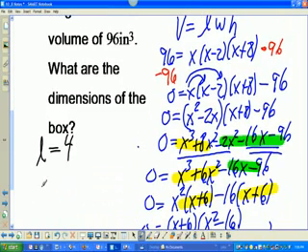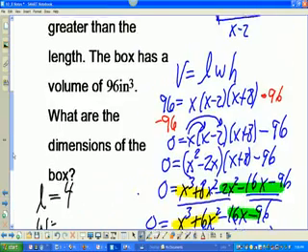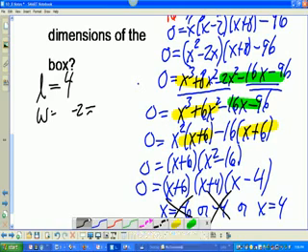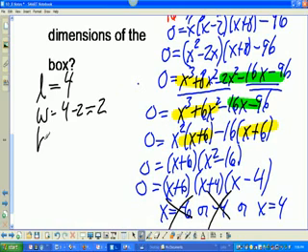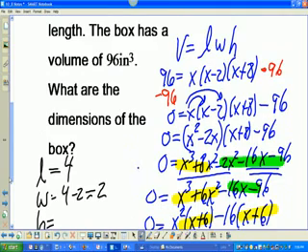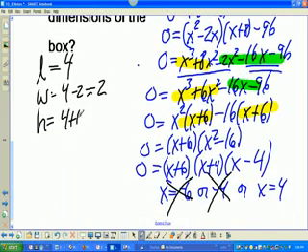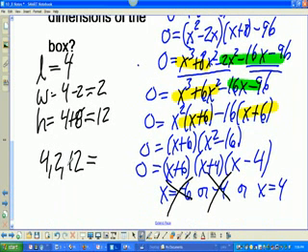What did we say it was? Length is 4. The width is x minus 2, so 4 minus 2. Why do I keep on thinking of 6? 4 minus 2 is 2. And the height is x plus 8, so 4 plus 8 is 12. Now, 4, 2, 12. Do I get 96? Sure, if I multiply length times width times height, I get 96.